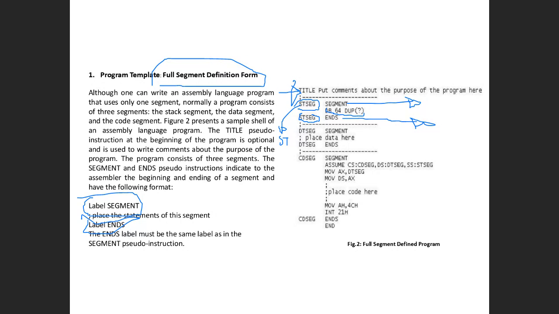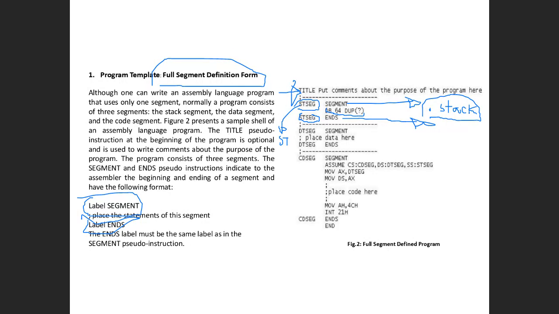And look here for the stack segment. What do we actually write in a simplified segment? We just write .STACK. You can remember, we just write .STACK. In the full segment definition, the stack segment is defined with a name followed by SEGMENT, and the same name followed by ENDS. That is the only difference.